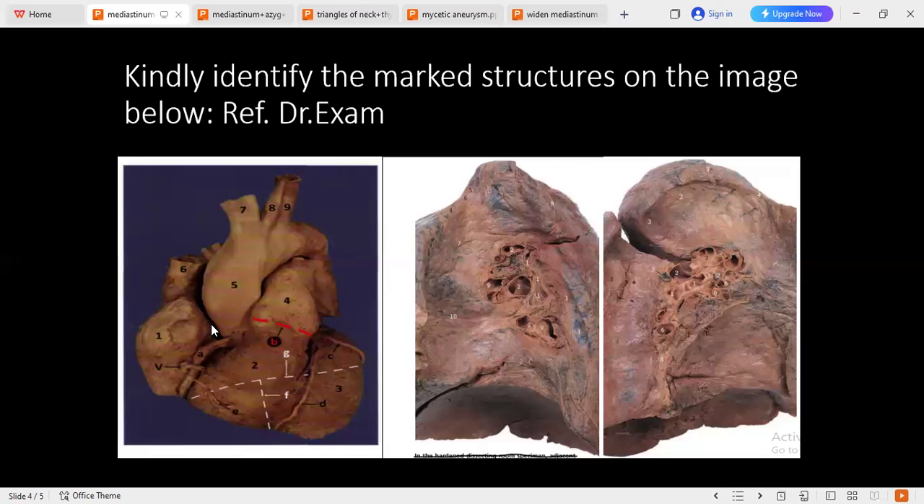Okay, please tell me if a child is born and has a patent foramen ovale. So please tell me what is the function of this foramen ovale?